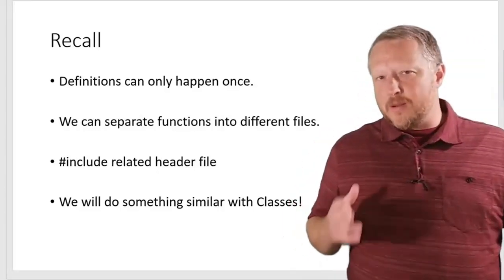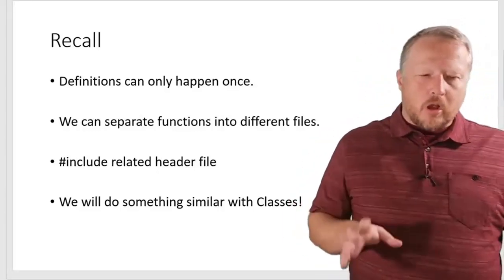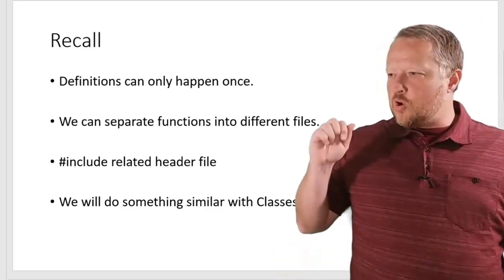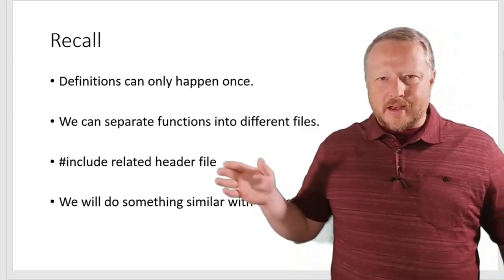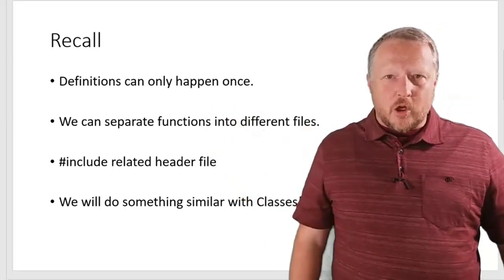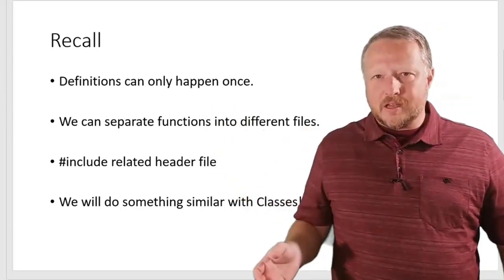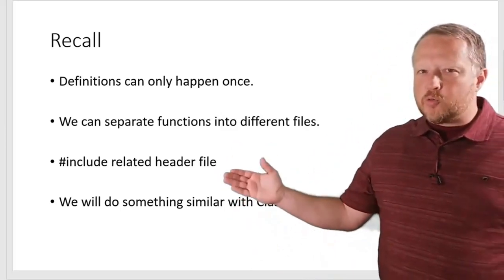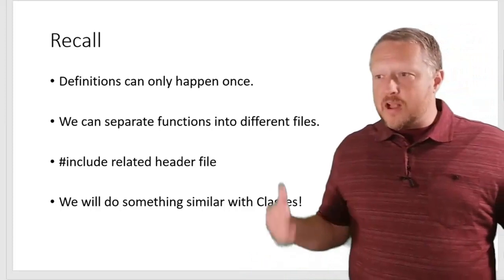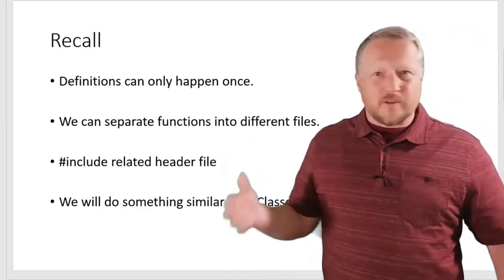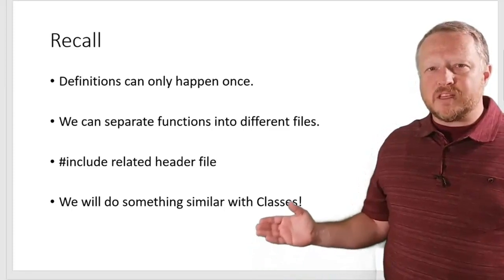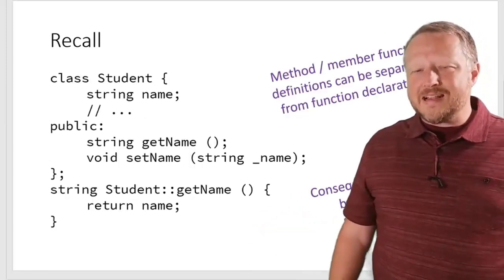Now we're going to start worrying about code. So recall a couple of things. When you did functions or data types or something like that, definitions can only happen once. And we can separate functions into different files. We can include related header files or other header files that we need information from, like string and iostream, stuff like that. And then we'll do something similar with that in classes.